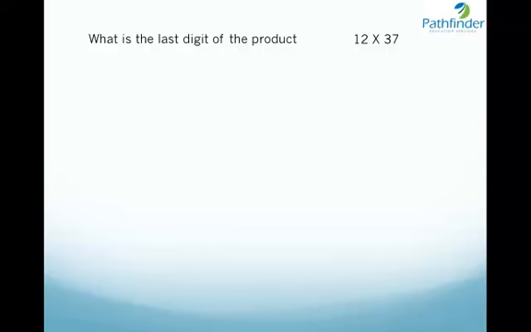So in this case, we do not need to multiply 12 into 37, as most of you would already know. What we need to do is take the unit digit of 12, which is 2, and then take the unit digit of 37, which is 7, and we multiply 2 into 7, which gives you 14. The unit digit of 14 is actually also the unit digit of the multiplication 12 into 37.